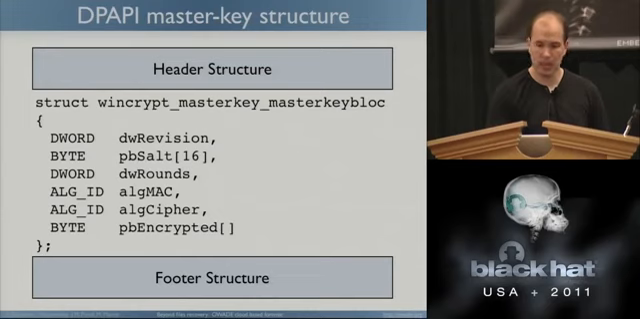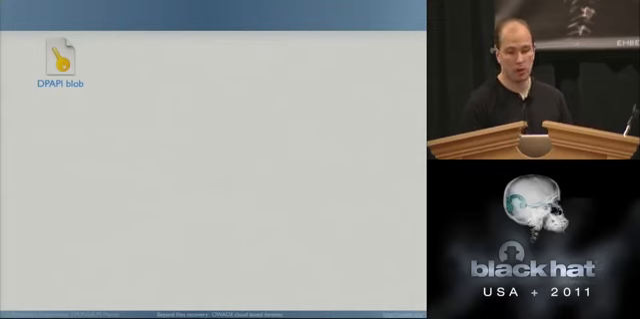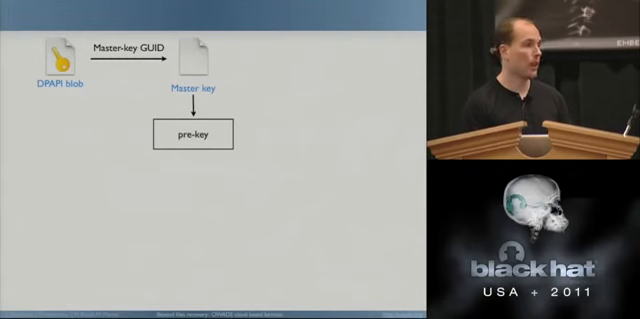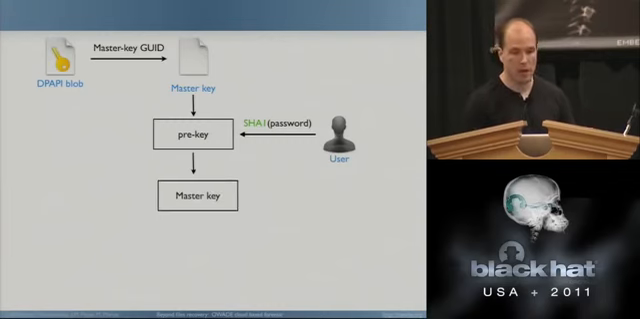So, how does it work in practice? Let's see how we can actually decrypt a DP-API blob step by step. So we recover the DP-API blob. From there, we're going to look for the master GUID because there are multiple master keys. You have one which is generated every 3 months by Windows, so we need to know which one we need to use. And then from this master key, as I said, we're going to be able to compute the pre-key by using the SHA-1 of the user password. And from there, we're able to decrypt the master key.